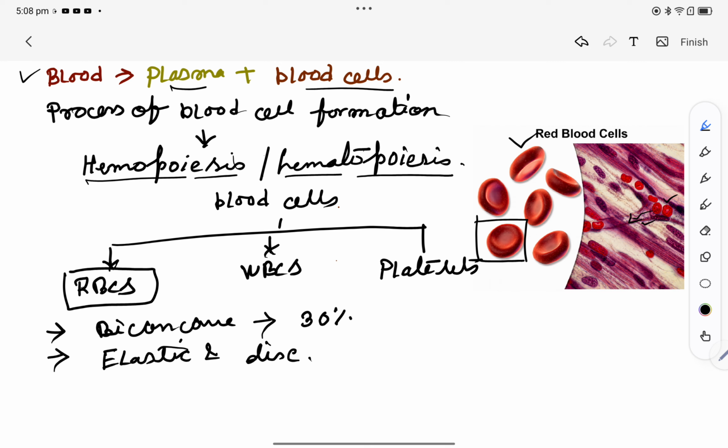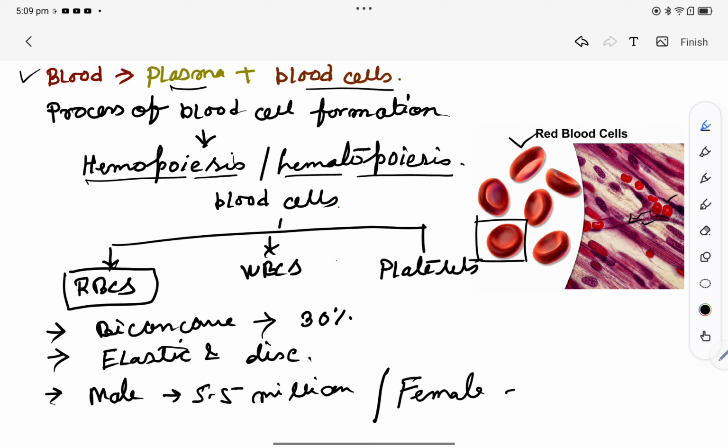Now in case of male, there are 5.5 million RBCs, and in case of female there are 4.5 million in our body.